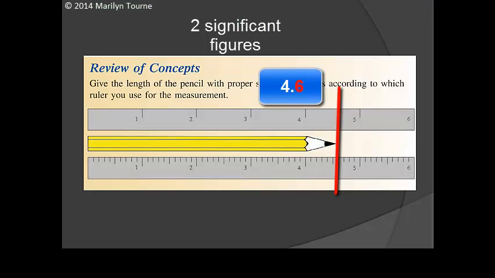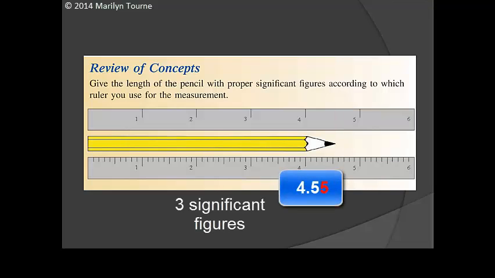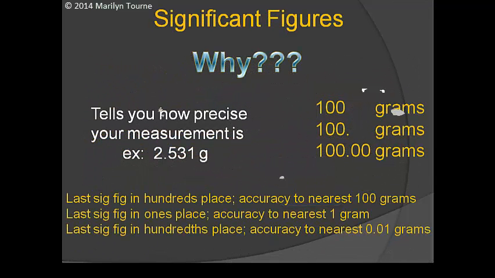Now if we use the bottom ruler, we know for certain 2 numbers. We don't know the last third one, but we could say for certain that it is 4.5, and we would have to guesstimate that last digit. So the certain digits in the bottom ruler would be 4.5, and the uncertain digit would be that last one. So I would say it would be 4.55. So again, the purpose of significant figures is to tell you how precise your measurement is.